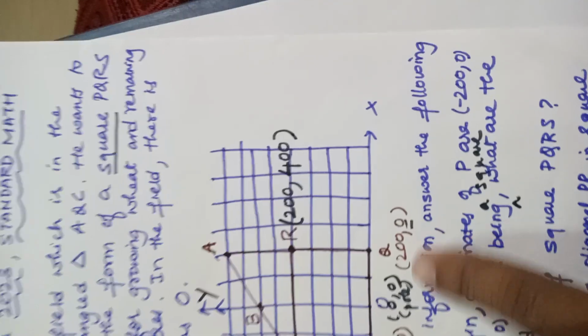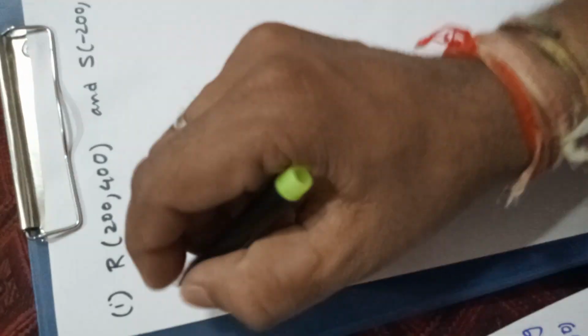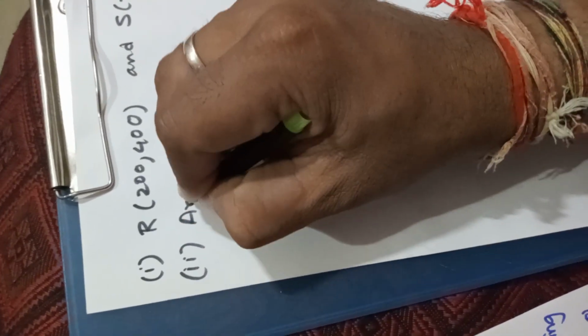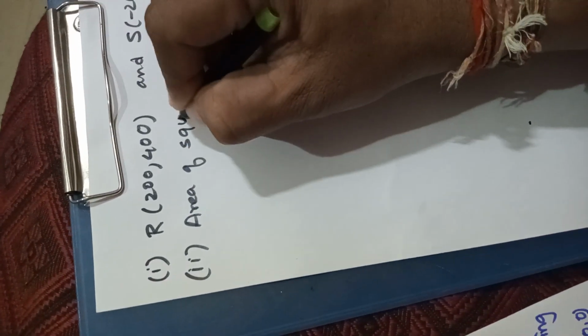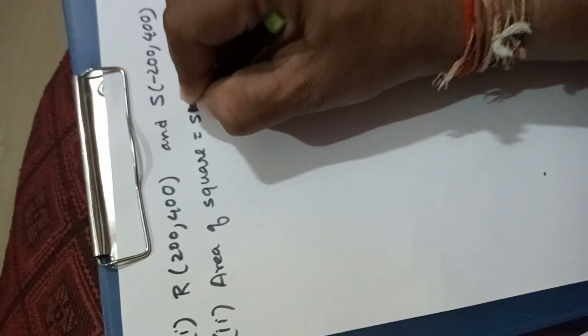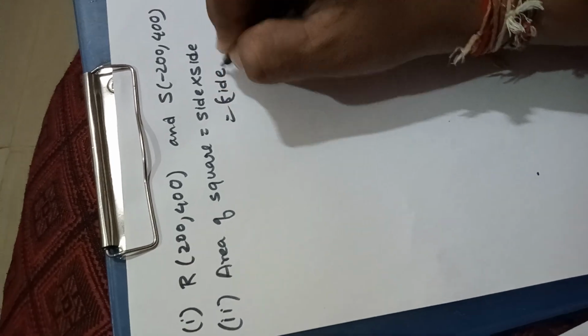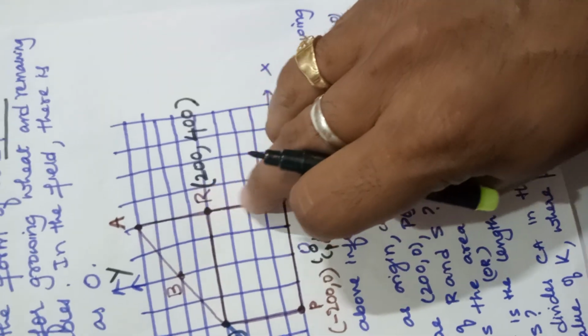Okay, now what is the area of square PQRS? We know area of square is equal to side into side, or side square. So if I know the length of one of the sides of the square, then you can easily determine the area of the square. So what is the length of one side? You can find out.